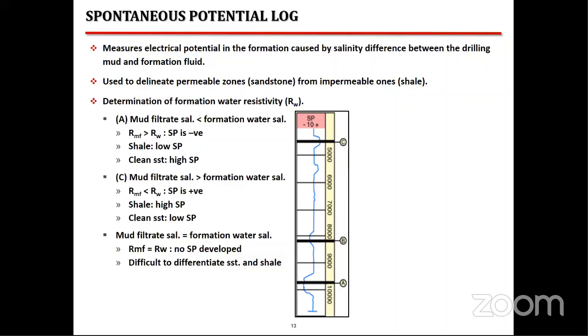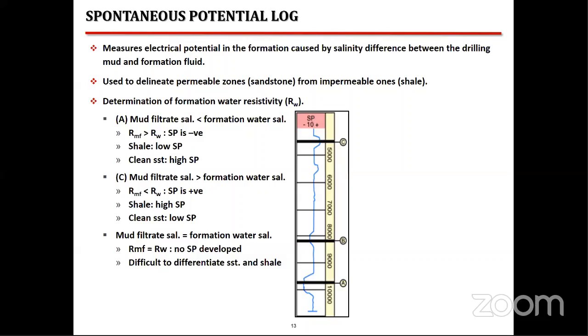Now, in this figure, consider cases A and B, where the salinity of your mud filtrate is less than the salinity of the formation water. In such case, resistivity of mud filtrate will be greater than that of water, resulting in negative SP development. In this scenario, if the formation is a shale, then the SP reading will tend to be low, while if the formation is a sandstone, the SP reading is high.